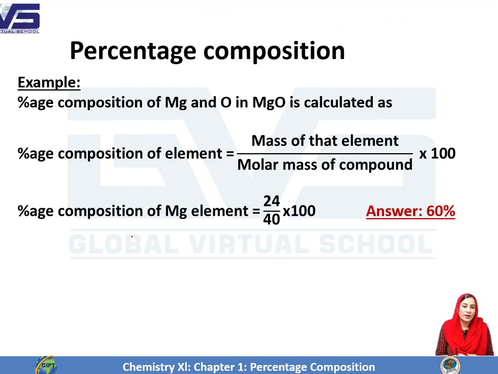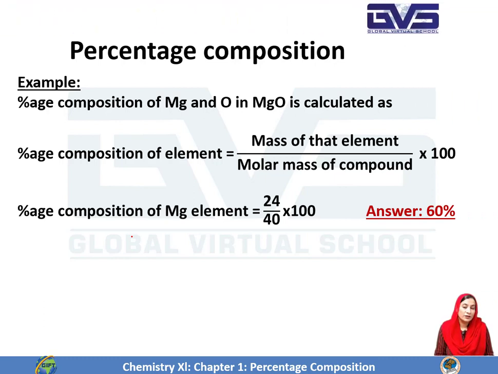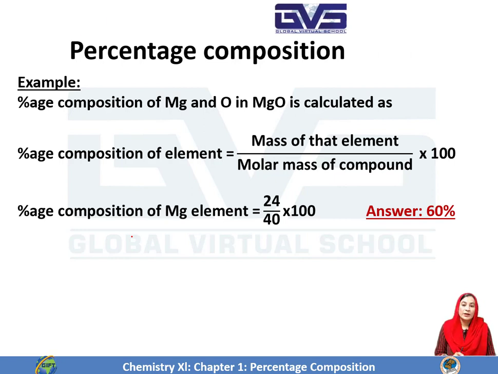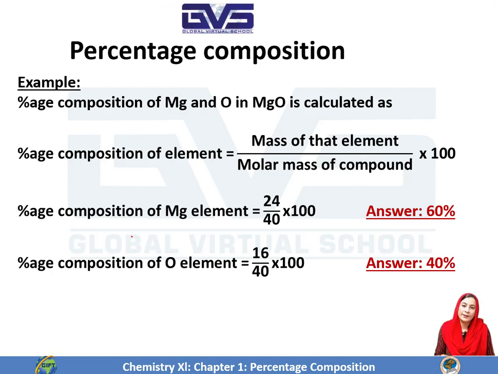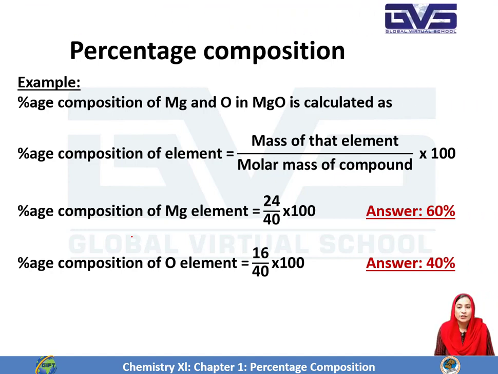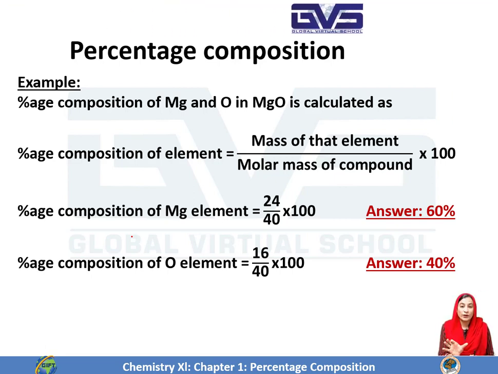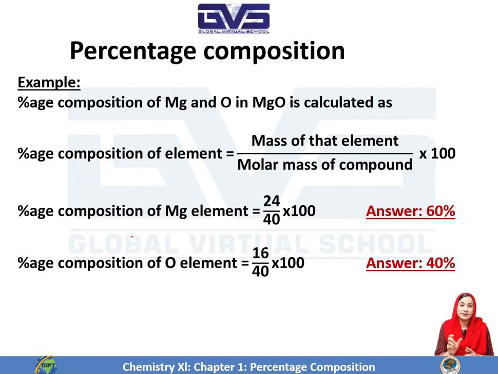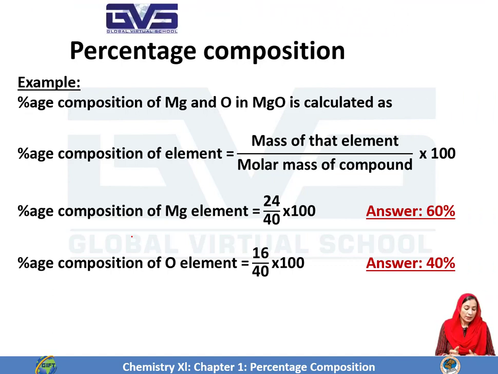You can guess: out of 100, 60 is magnesium, how much will be oxygen? Yes, of course, 40, but we have to calculate it. Mass of oxygen 16 divided by total mass 40 multiplied by 100, that is 40. 60 plus 40 means 100%. If magnesium oxide is the total, this is 100. So out of this, magnesium by mass is 60% and oxygen by mass is 40%.